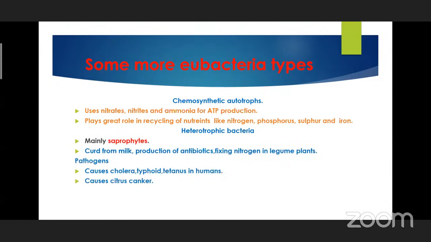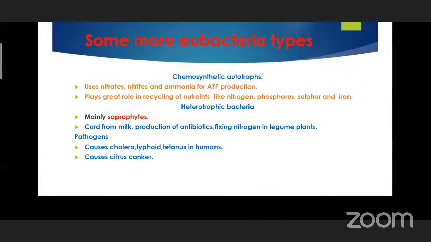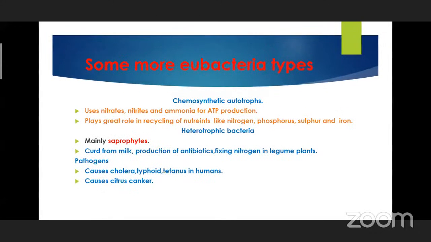The other type of eubacteria are heterotrophic bacteria. Hetero means depending on other sources of food. They are mainly saprophytes. Saprophyte means they derive the energy from dead and decaying organic matter. You can see the curdling of milk, lactic acid bacillus, is because of these bacteria only. And one more important thing is that production of antibiotics can be done by such heterotrophic bacteria.